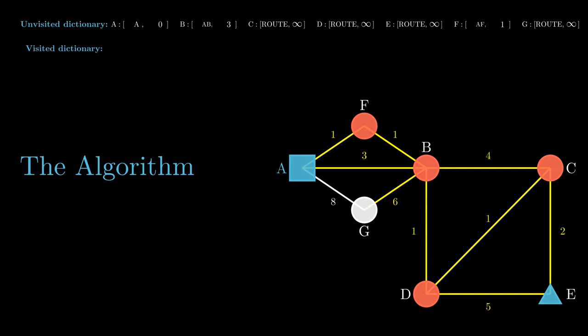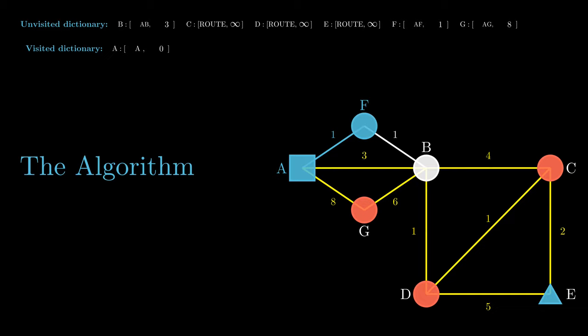After all neighbors are checked, we move the current node to the visited dictionary, and then again we check the unvisited dictionary for the node with the lowest cost. That will be our next current node. I think we are all set, and we will let the algorithm run for a little while.